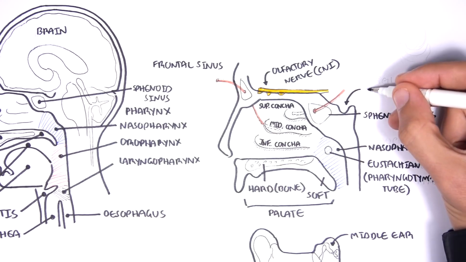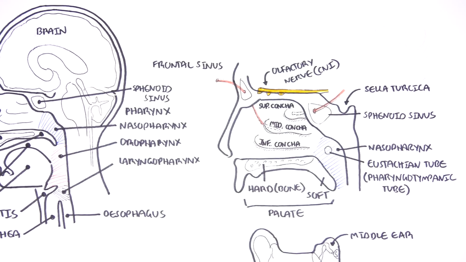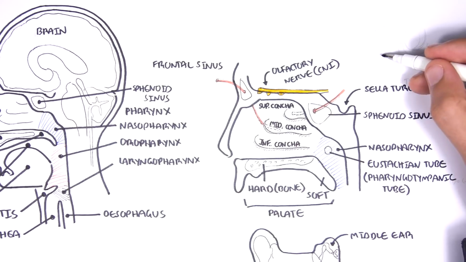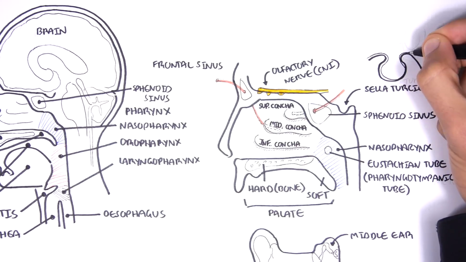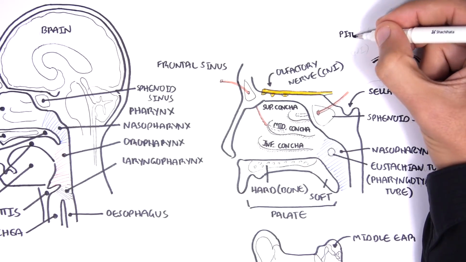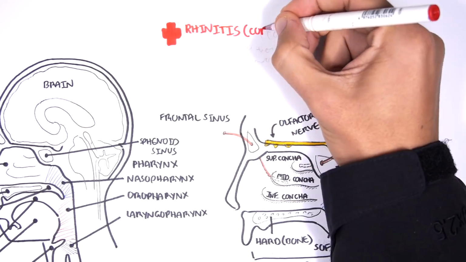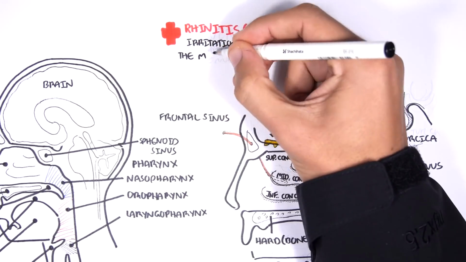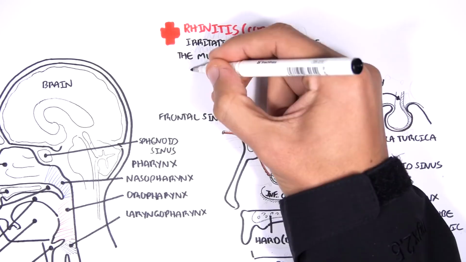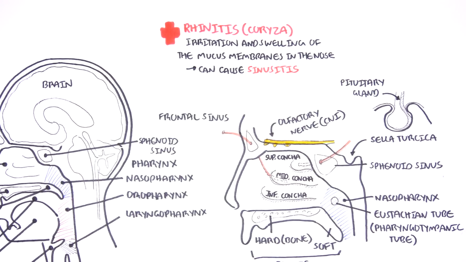Finally, it's important to mention the pouch here, which is the sella turcica, which translates to the Turkish seat or Turkish saddle. And this is essentially the pituitary fossa, where the pituitary gland sits. Of course, the gland doesn't actually sit on it, but it's rather protected or encased by it. Rhinitis, also known as coryza, is irritation and inflammation of the mucous membranes in the nose. Because the nose and sinuses are joined, as we have learned, rhinitis can lead to sinusitis, which is inflammation of the sinuses.